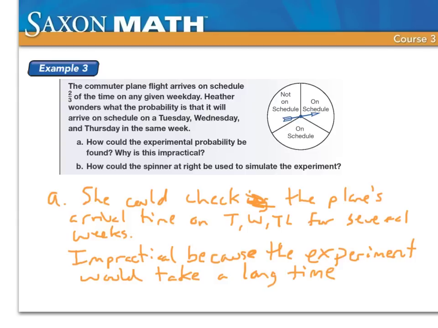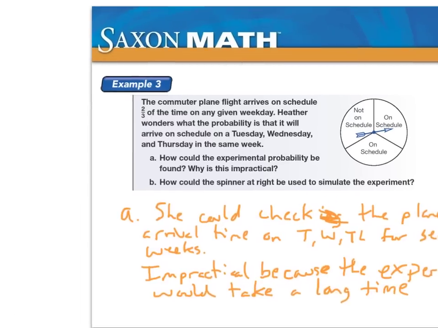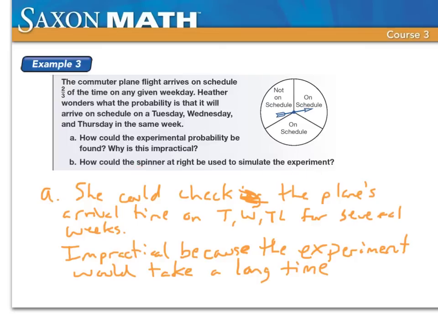So in this case, she wouldn't want to necessarily go see if the plane's on time every Tuesday, Wednesday, and Thursday and do that over a certain number of weeks. Instead, in part B, it says, how could the spinner be used to simulate? Well, 2/3 of the time, it's going to be on schedule. So they took a spinner and divided it up into 3 sections. 2 of those are on schedule, and 1 of those is not on schedule. So we could test this by actually spinning the spinner and seeing about how many times it should work out for Tuesday, Wednesday, and Thursday.